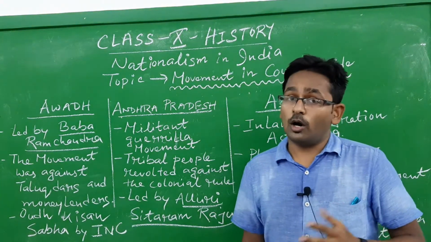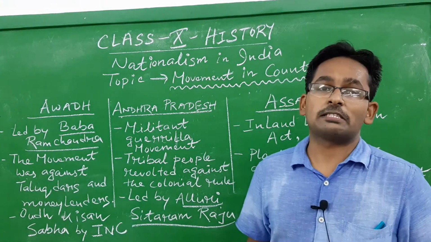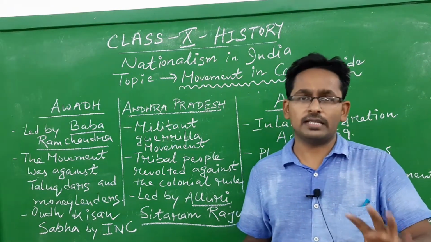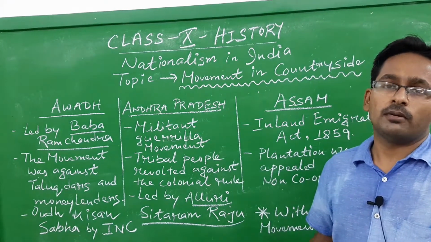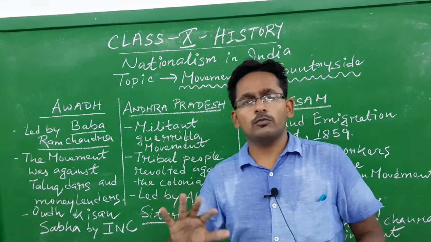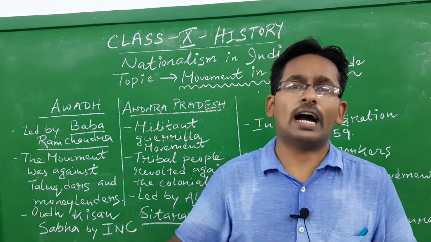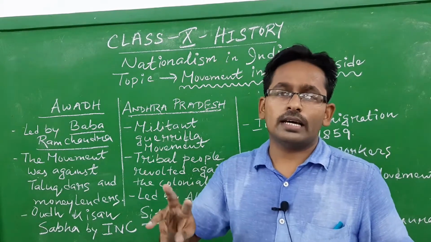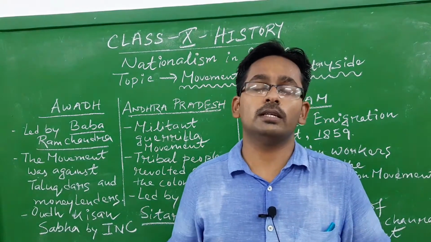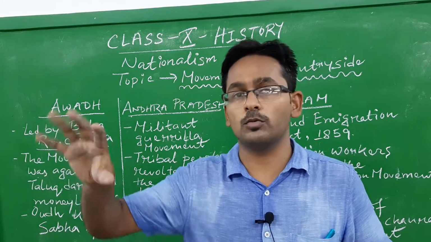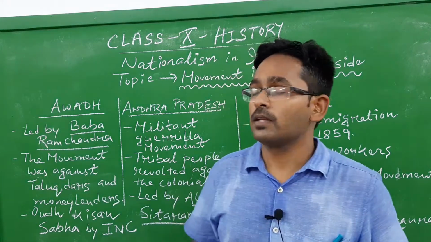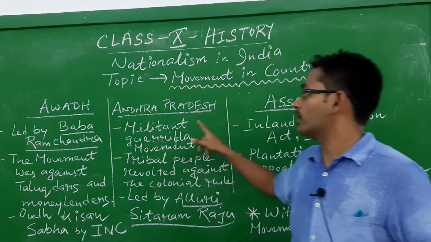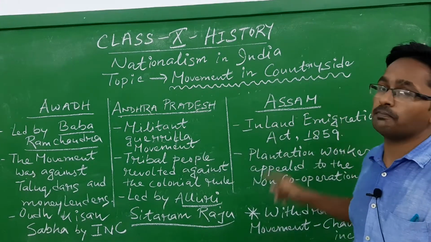The non-cooperation movement also expanded in the countryside, basically in the village area. But remember, the non-cooperation movement generally became violent in nature in the village area. In your book, there are 3 case studies about the expansion of non-cooperation movement in different parts of India. First one is Awadh, second one is Andhra Pradesh, and third one is Assam.